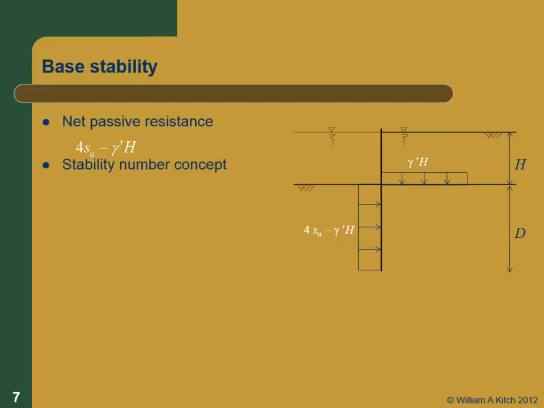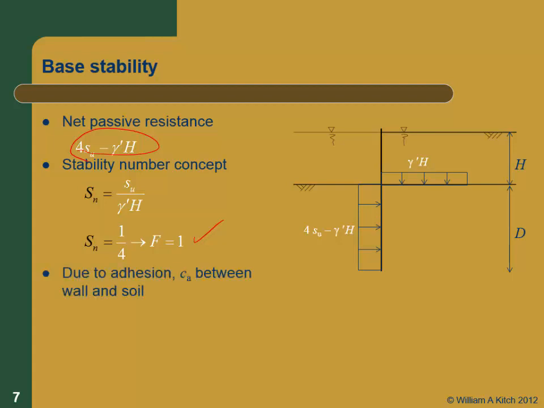And we're going to introduce a concept here called the stability number. This concept is used in slopes and retaining walls, a lot of different things. But we're going to define the stability number S sub n as our undrained shear strength divided by gamma H. So if we substitute in 4Su there, then we can easily see that when the stability number is equal to 1/4, we essentially have a factor of safety of 1 against failure.